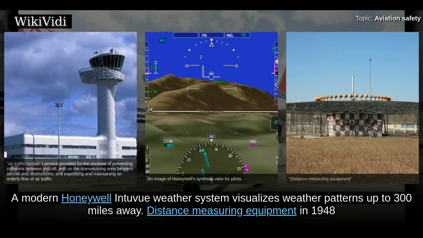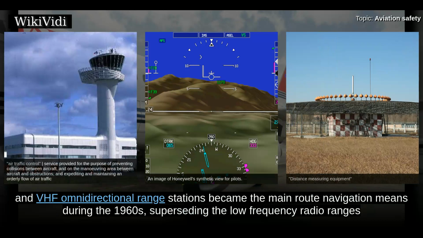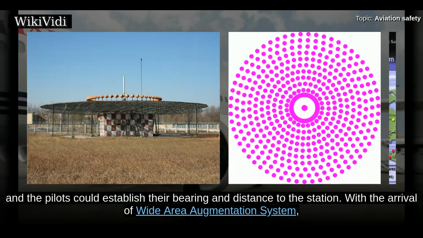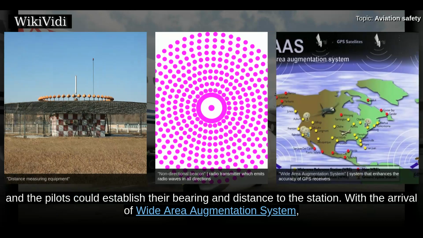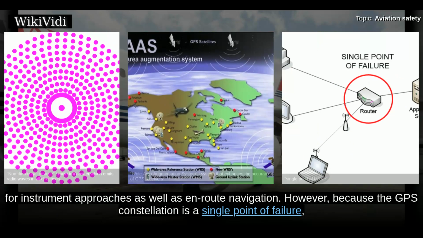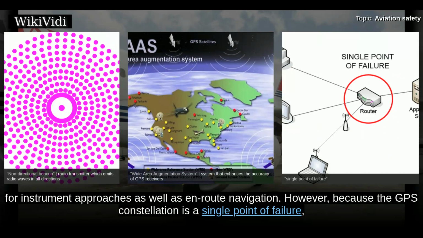Distance measuring equipment arrived in 1948, and VHF omnidirectional range stations became the main route navigation means during the 1960s, superseding the low-frequency radio ranges and the non-directional beacon. The ground-based VOR stations were often co-located with DME transmitters, and the pilots could establish their bearing and distance to the station. With the arrival of the Wide Area Augmentation System, satellite navigation has become accurate enough for altitude as well as positioning use, and is being used increasingly for instrument approaches as well as en route navigation.